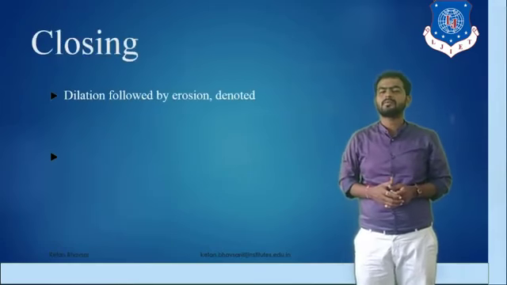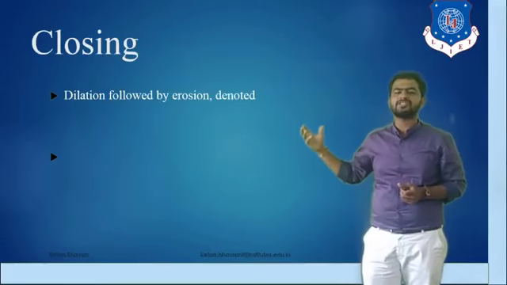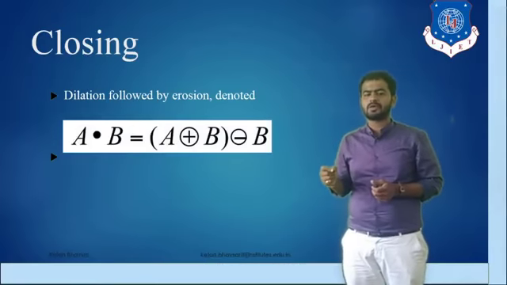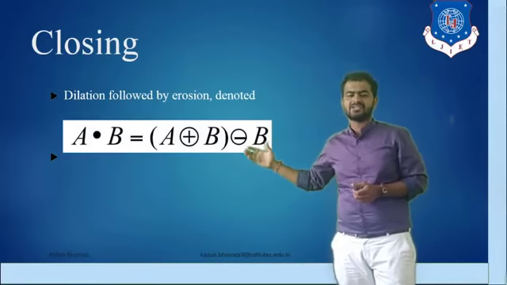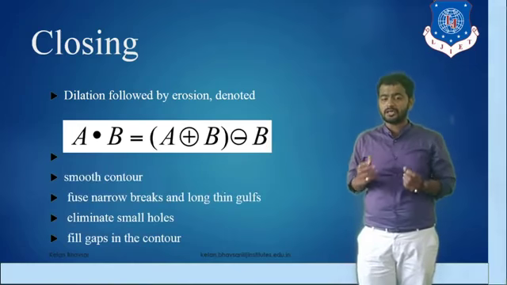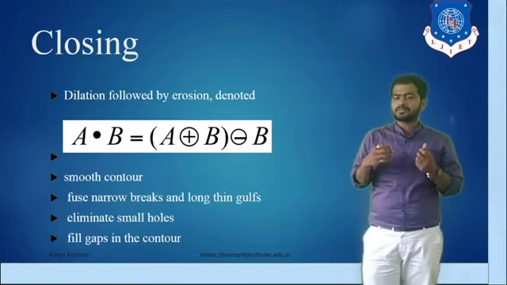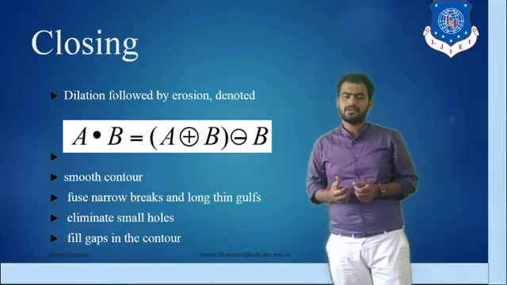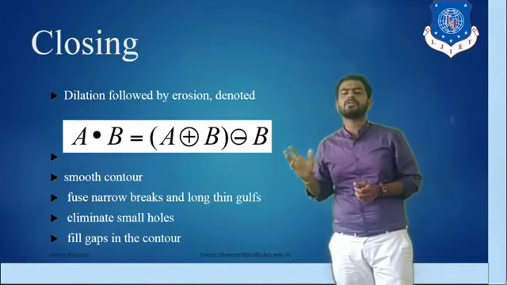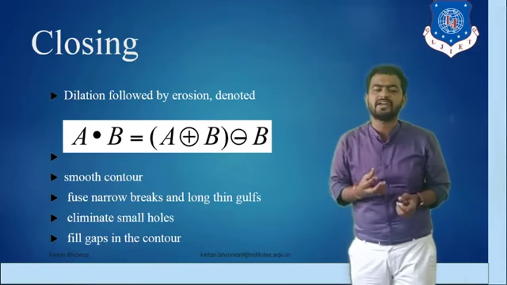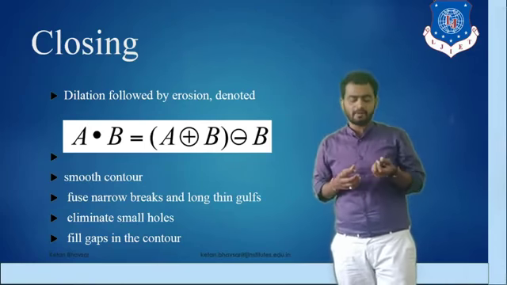Similarly, for the closing operation, dilation followed by erosion is denoted by A dot B, equal to the dilation of A by B followed by erosion with B. So it smooths the contour, fuses narrow breaks and long thin gulfs, eliminates small holes and fills gaps inside the contour. So basically closing and opening are both useful for identifying the shapes of the content and also for identifying the meaningful content from the images.